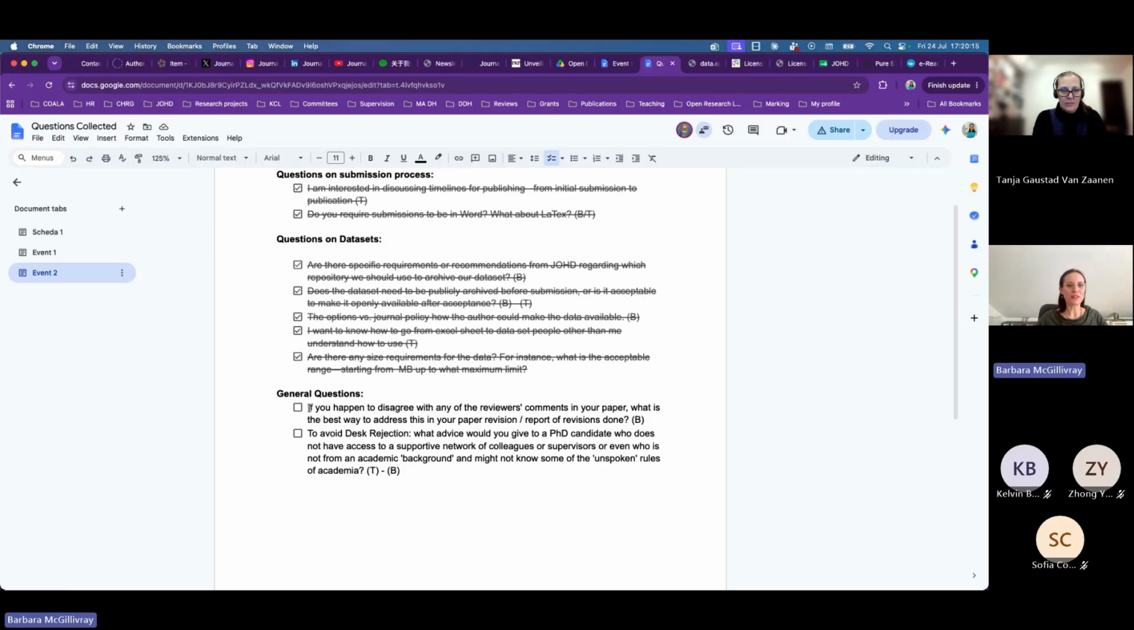This is a general question about the editorial process. If you happen to disagree with any of the reviewers' comments in your paper, what is the best way to address this in your revision or report of revisions done?